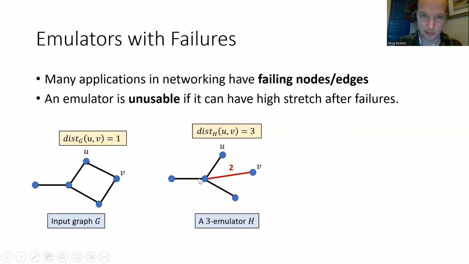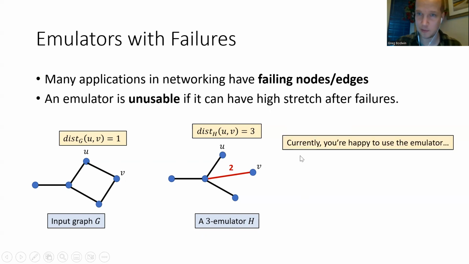Here's our input graph and emulator from before. We'll look at this specific pair of nodes, U and V. Originally, the distance is 1. In the emulator, the distance is 3, which is totally acceptable. A 3-emulator is fine. You're willing to take on times 3 error.